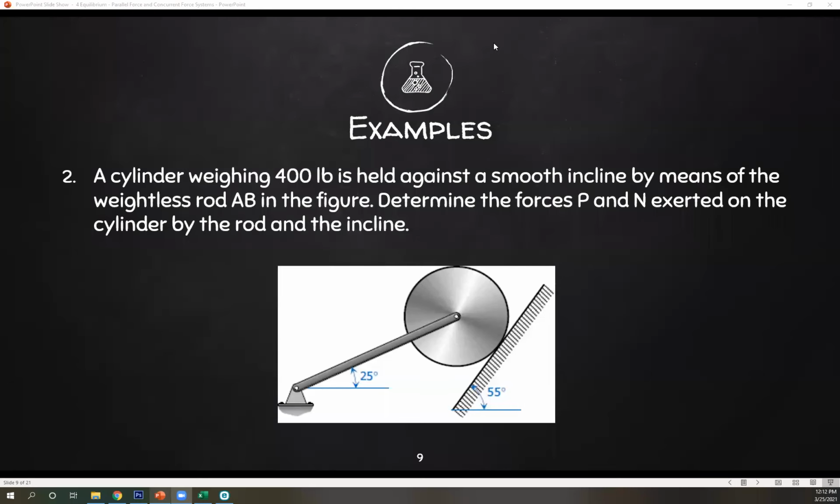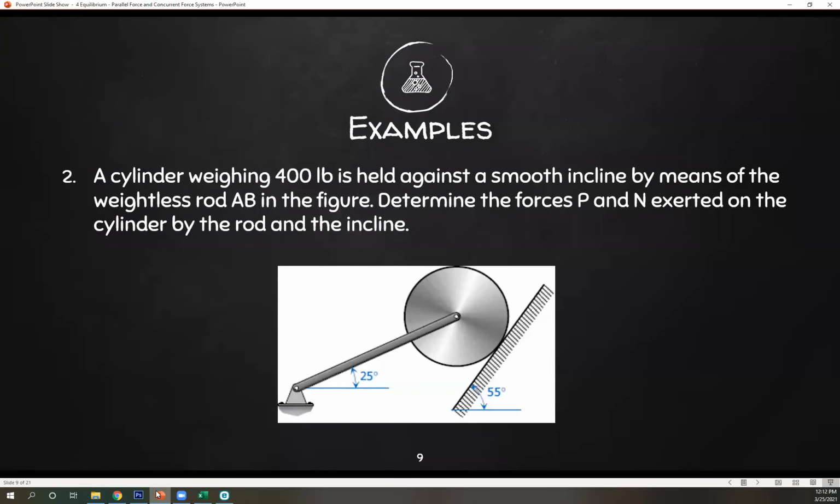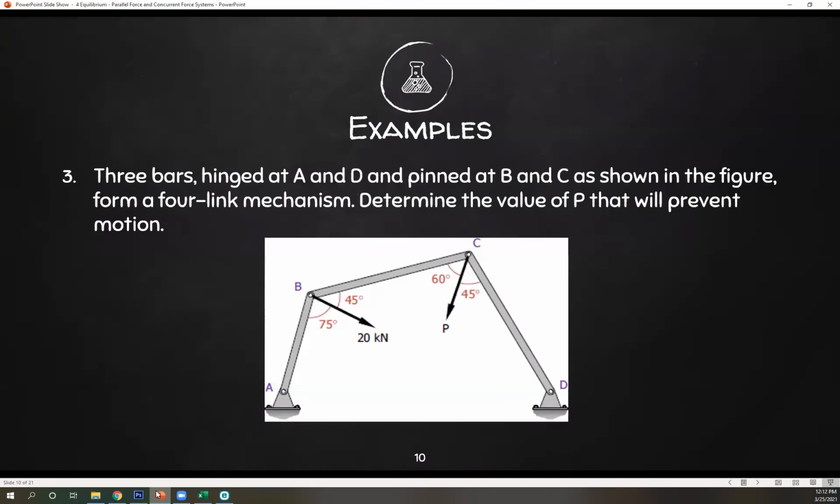Okay, once again, last meeting had your quiz. Coverage was until here, equilibrium of concurrent forces. Now let's move on to other examples. So we're done with number 2. Let's move on to number 3.